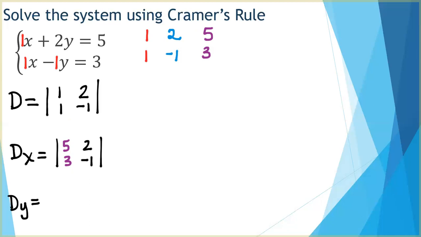But for the DY matrix, I keep the X column. So I keep my first column, but then the Y column is swapped out with the 5 and 3. So go ahead, take a moment and find your determinant for all 3. So you're just cross multiplying and subtracting the product.